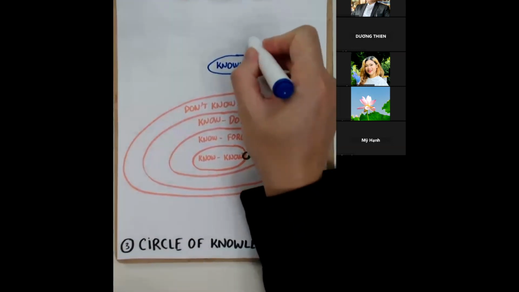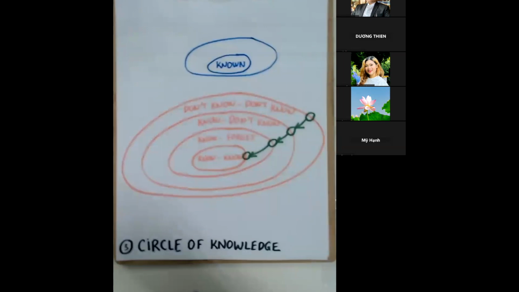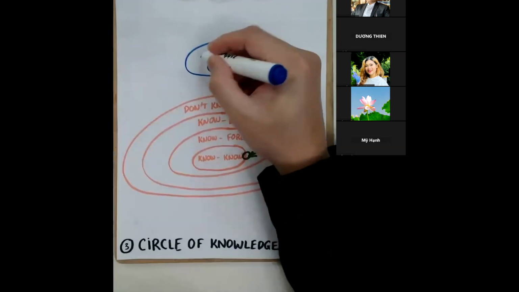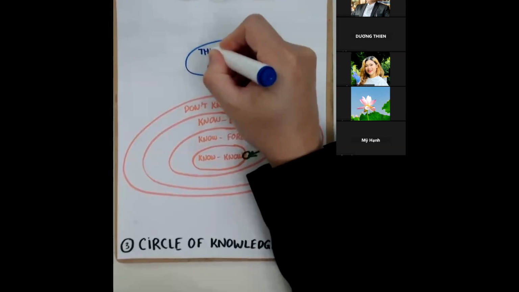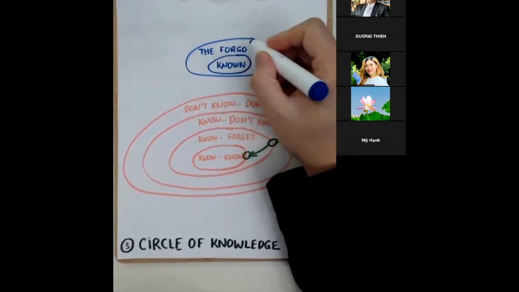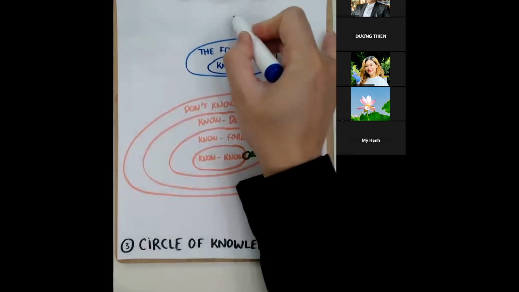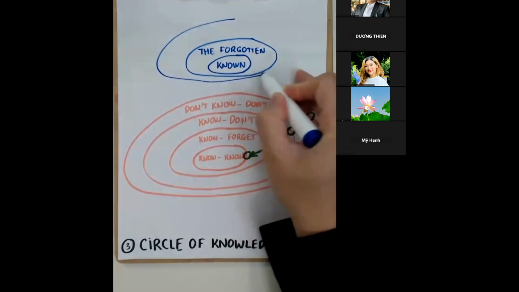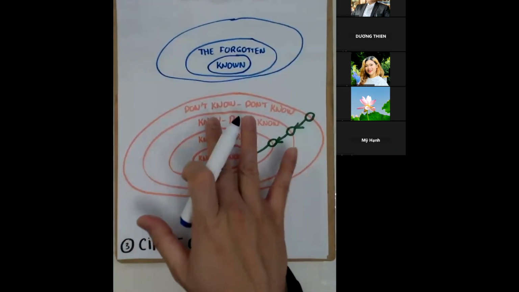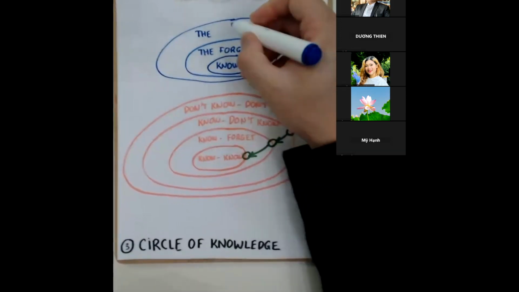And let's draw a bigger circle. And this is the knowledge that you know that you forget. I would like to call this the forgotten. And then another layer. This represents the circle of knowledge of what you know that you don't know. I would like to call this the unknown.